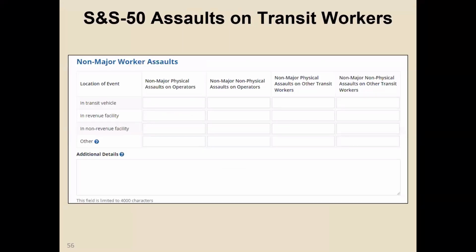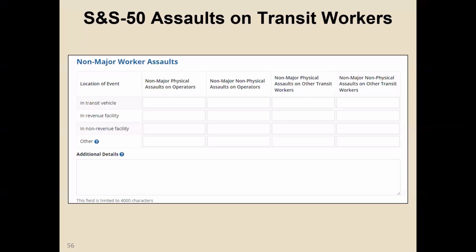Here, we have an enlarged screenshot of the non-major worker assault section so you can clearly view the selections in the table. You can see the rows for the location and 2 columns each for operator or other worker physical assaults and non-physical assaults. The additional details text box, which is optional, allows for 4,000 characters, so you will have plenty of room for pertinent details.